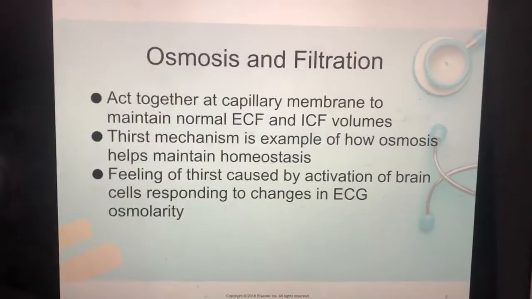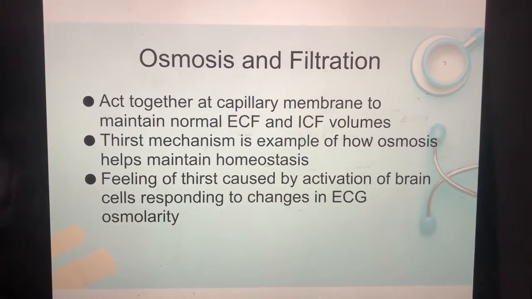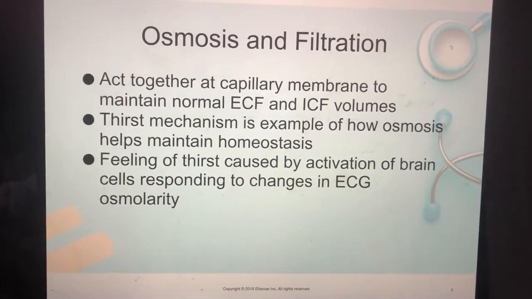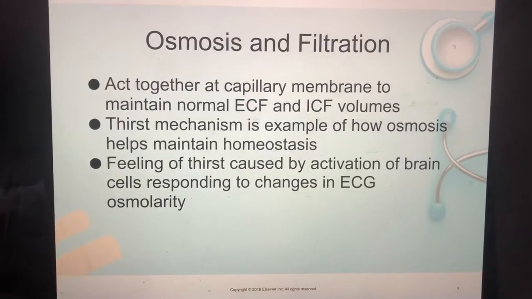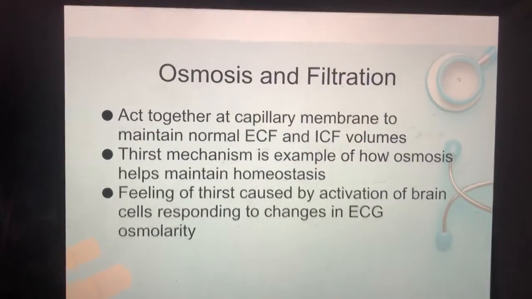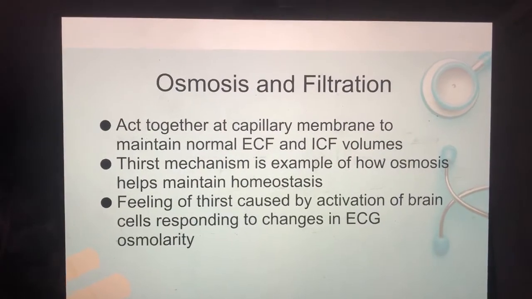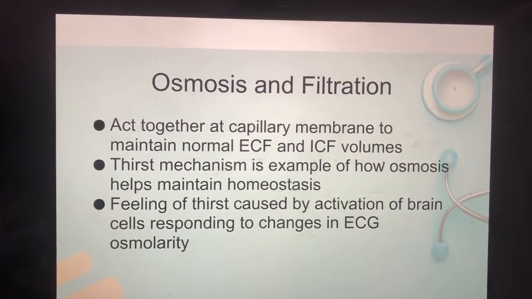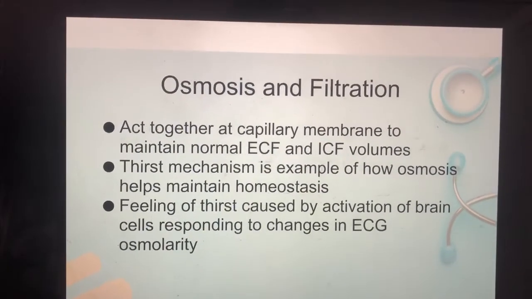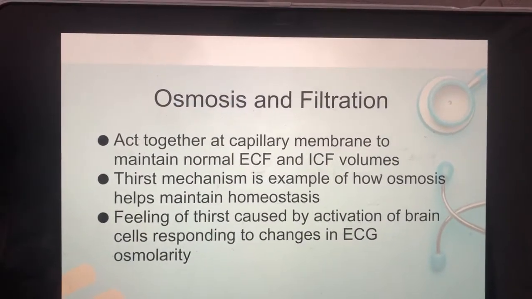And then osmosis and filtration. These act together at capillary membranes to maintain normal ECF and ICF volumes. So if your body is sensing a lower blood volume, you might trigger the thirst mechanism, which is an example of how osmosis helps maintain homeostasis. So if there's not enough water in the blood vessels, your brain's going to trigger a thirst mechanism, which is going to try to encourage you to drink water to further dilute your blood vessels and get some extra volume back in there that you might be missing. And again, the feeling of thirst is an activation of brain cells responding to changes in your osmolarity.